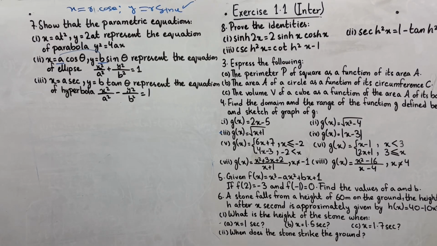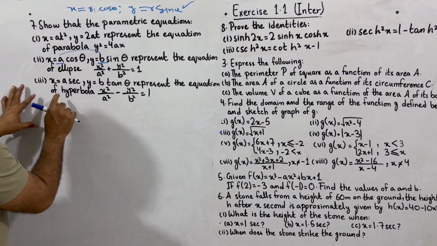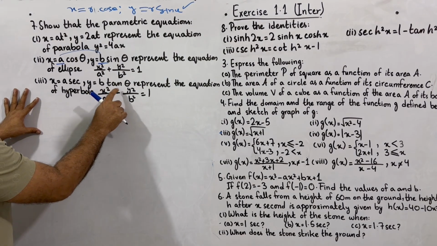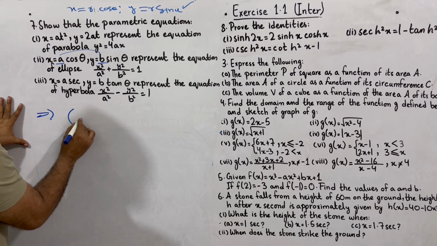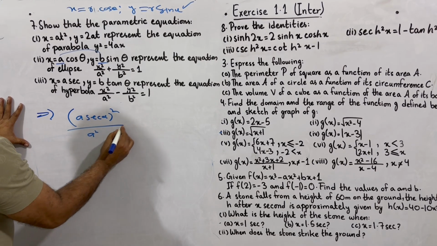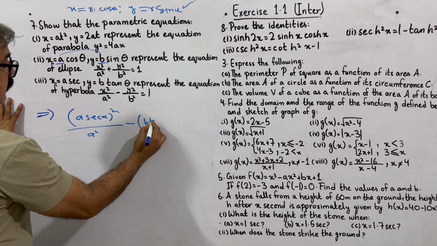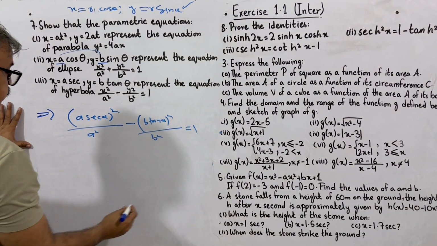Let's see and verify the parametric equations. These are the parametric equations of a hyperbola. Just replace x by a sec theta, y by b tan theta. Let's prove: x means a sec theta whole square over a square, minus b tan theta whole square over b square, is equal to 1.